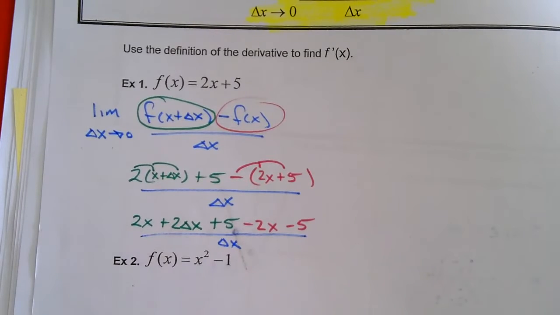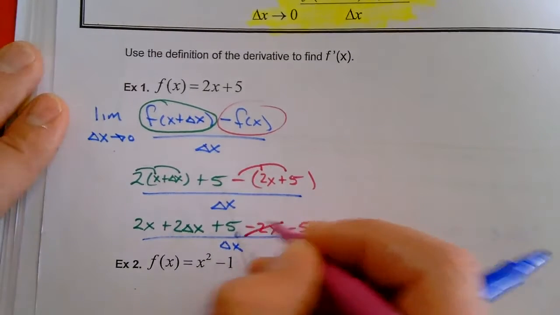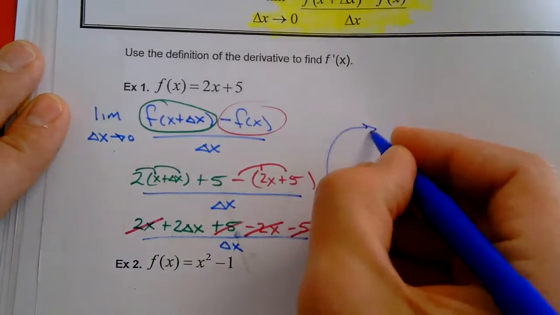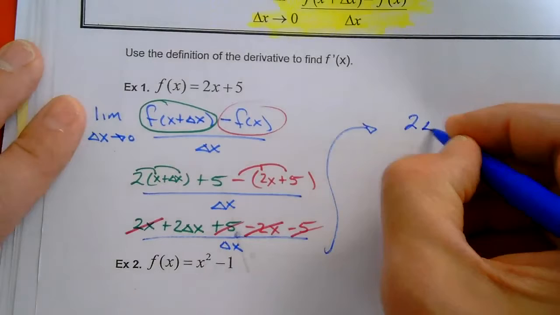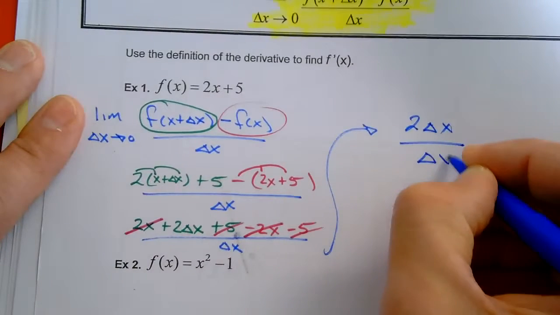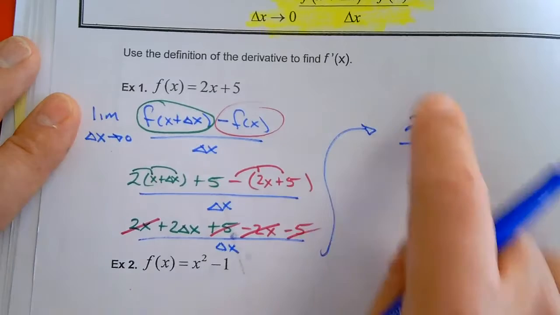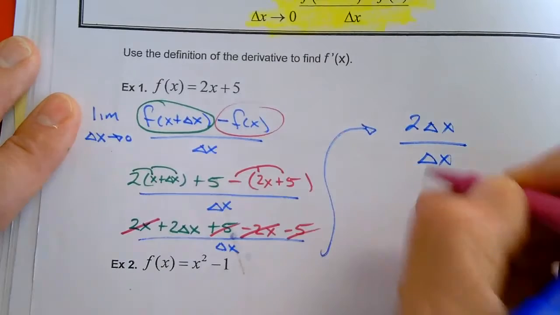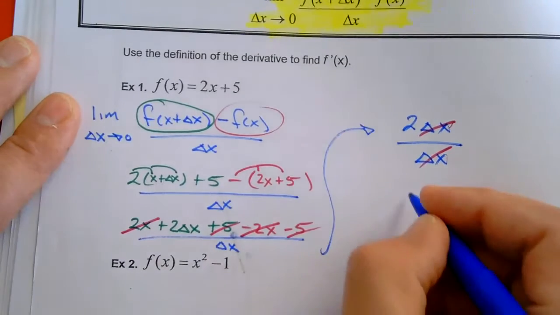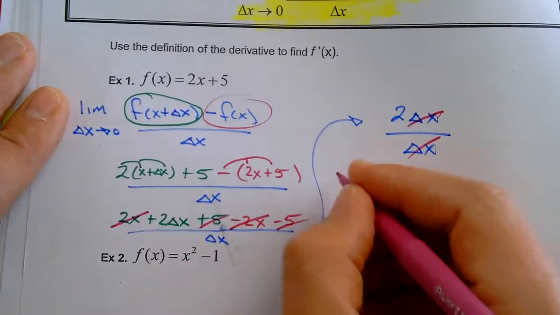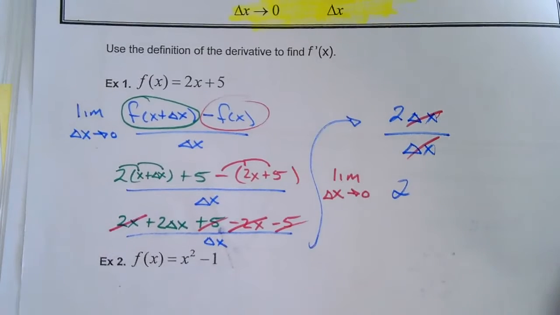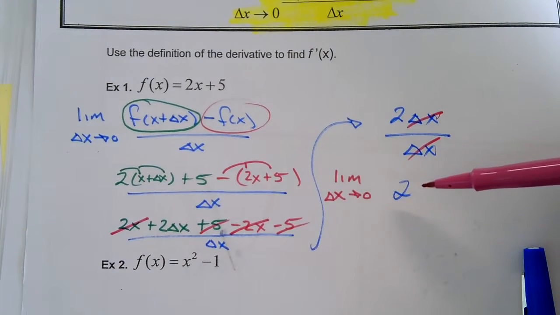It goes away. If you do it right, that function, the complete f of x, should completely cancel out. So the 2x and the negative 2x, the 5 and the negative 5 completely cancel out. And now you have 2 delta x over delta x. That's like 2z over z. We can go ahead and cancel them, and I'm left with 2. Now, can I find the limit? You betcha. I can find the limit as delta x approaches 0 of 2.